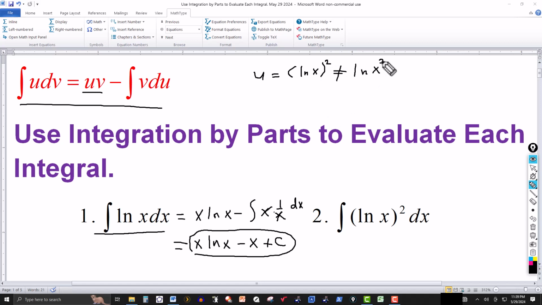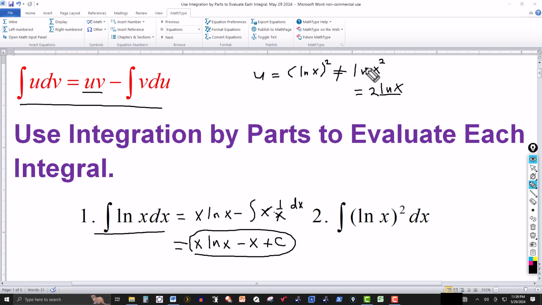Properties of logs allow you to bring this to the front. So I can rewrite this as 2 natural log of x. So if that were legal, I already have the answer to this. We got it over here. Just multiplied by 2 and that's it. But like I said, those are not the same thing.